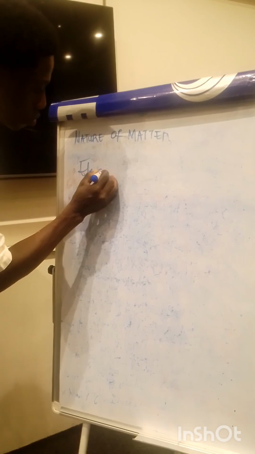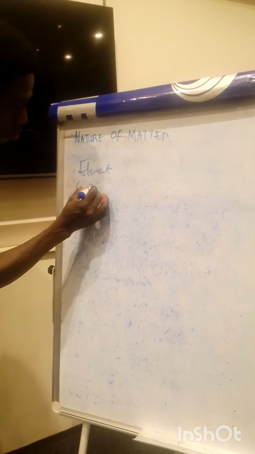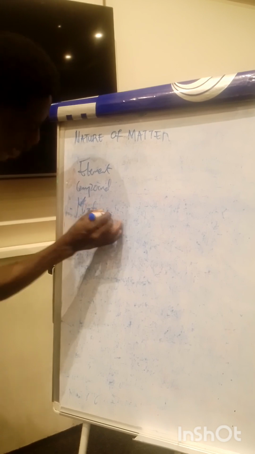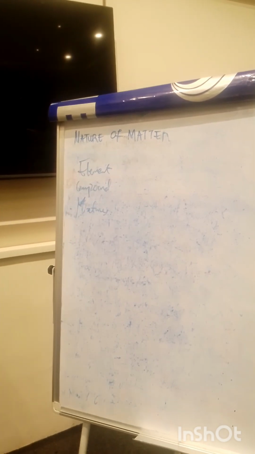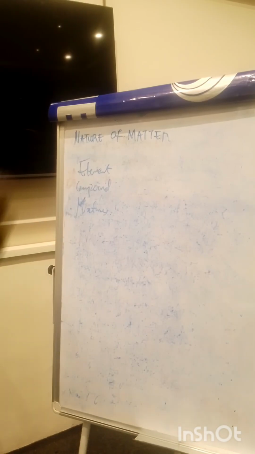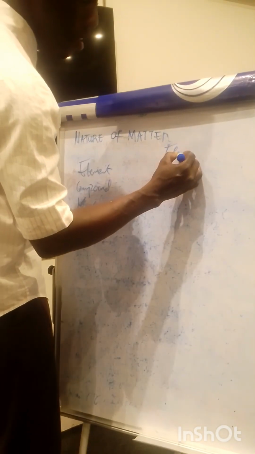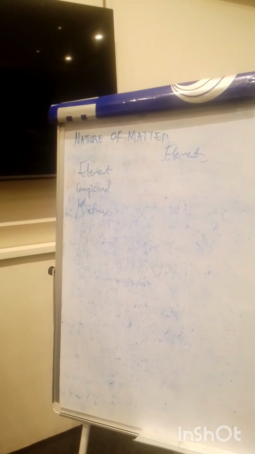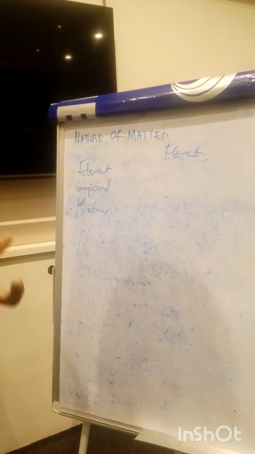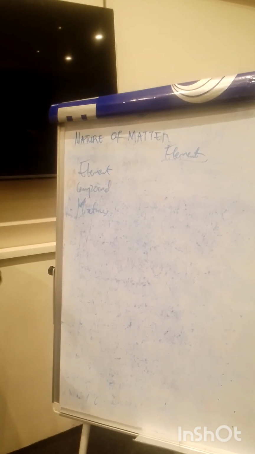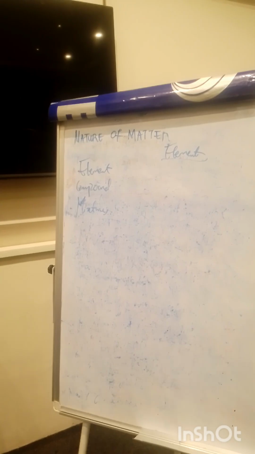Elements, compounds, and mixtures. All right, here we'll be looking at these ones also. So elements, compounds, and mixtures. Let's take care of elements first. What is an element? An element is a substance that cannot be split into simpler substances by ordinary chemical process. Are you with me? By ordinary chemical process.